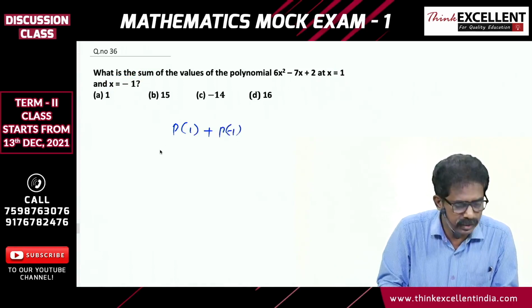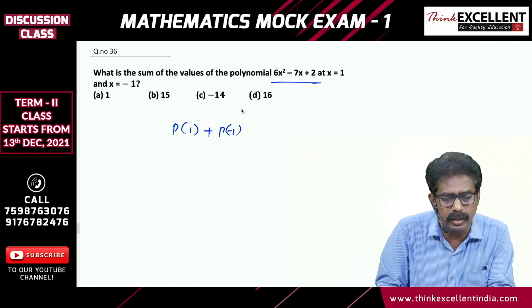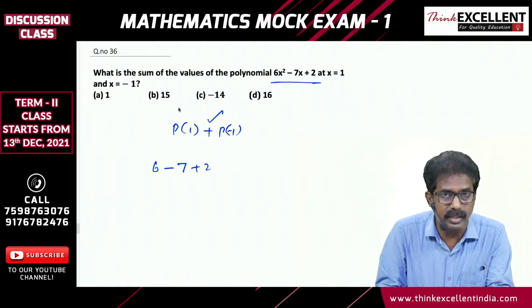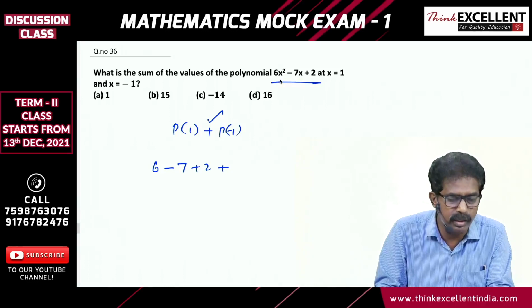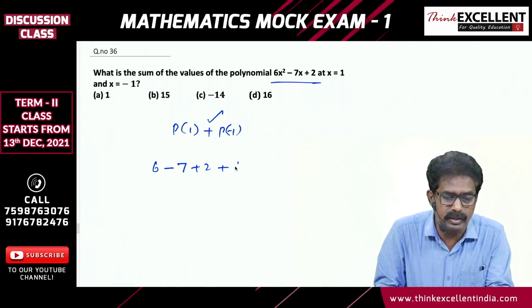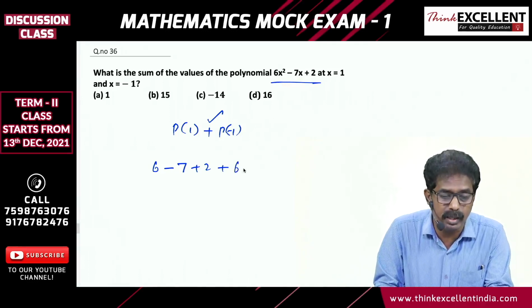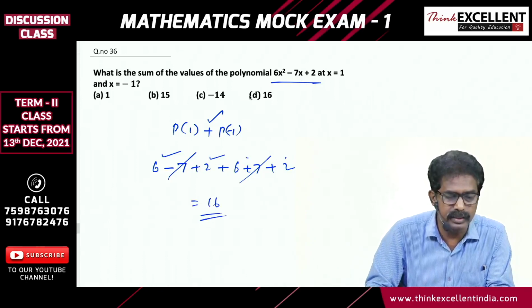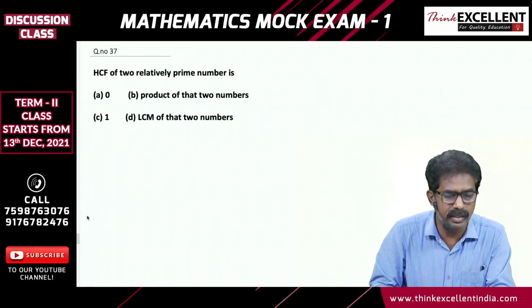So first for x you give 1. When you give 1, what you get? 6 into 1 minus 7 into 1 plus 2. Now sum they asked. Read it very carefully. Some are different. Here it is sum only. P of minus 1. For x you put minus 1. Minus 1 square is 1. 1 into 6, 6. Minus 7 into minus 1, plus 7, plus 2. So minus 7 plus 7 cancel. 6 plus 2, 8, plus 8, 16 you are getting, right? So D is the correct answer. Question 37.